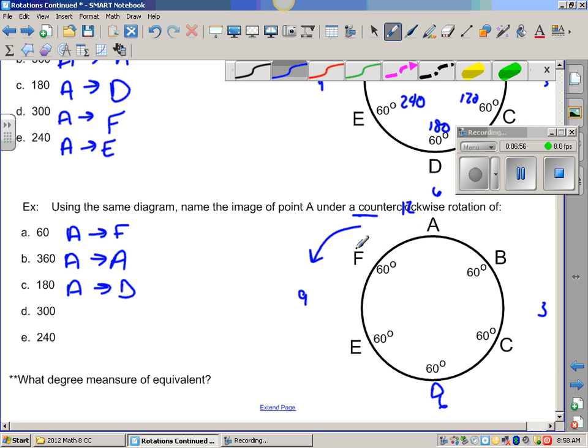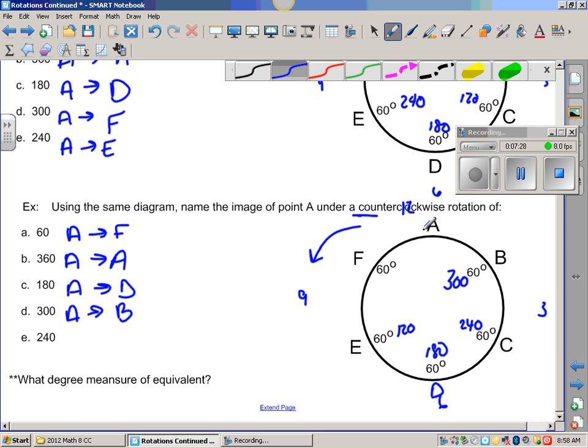300. If you can't do the math in your head, you're going to write it out. Again, 60-degree increments. So F would be 60. E would be the same as traveling 120. D is 180. C would be 240. And B would be 300. Where did I get the 300? I took 240, added it to another 60-degree rotation, and I ended up traveling a total of 300 degrees. So A would now be at letter B.